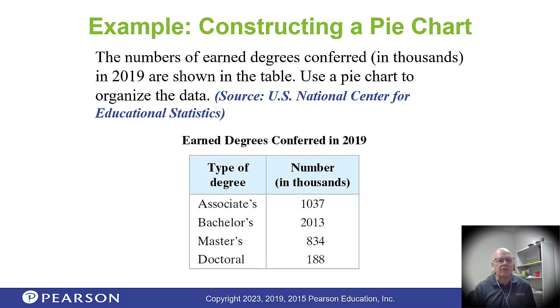Let's look at another example. We've got numbers of earned degrees. And notice that this data is nominal. Well, it depends on how you look at it, I guess. You could call this ordinal data because not only is it nominal, but there really is an order to this too. Associate's degree is found first, then you earn your bachelor's degree, master's, and if you go far enough, you get your doctoral degree.